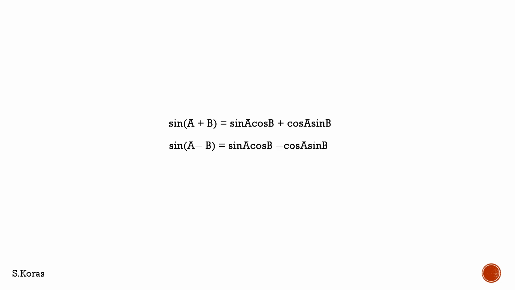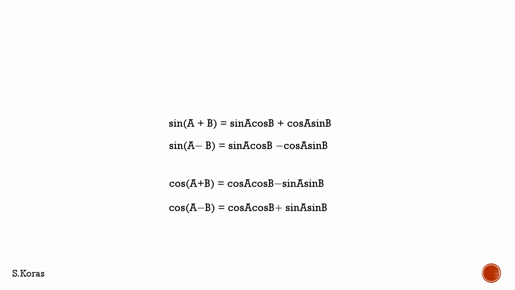Before going to the proof, we must remember four trigonometric formulae. First is sin of a plus b is equal to sin a cos b plus cos a sin b. The next one is sin of a minus b is equal to sin a cos b minus cos a sin b. Then cos of a plus b is equal to cos a cos b minus sin a sin b, and cos of a minus b is equal to cos a cos b plus sin a sin b.